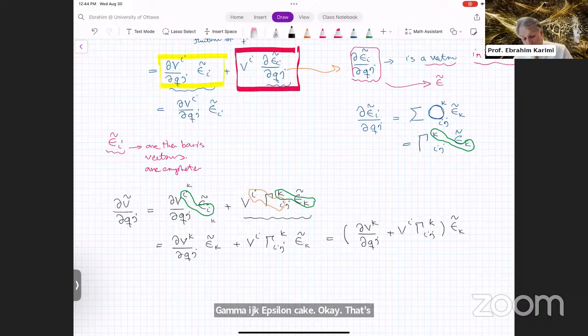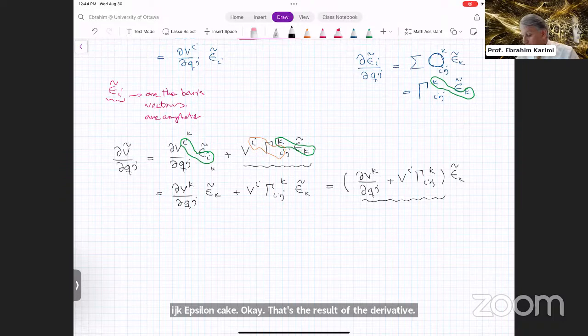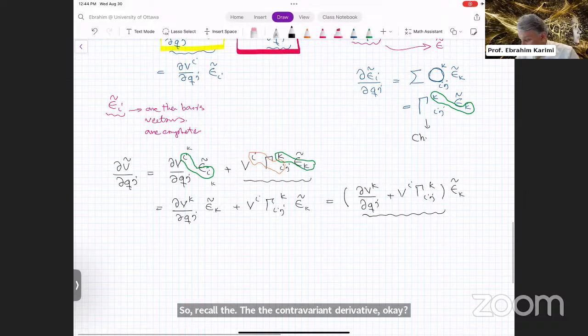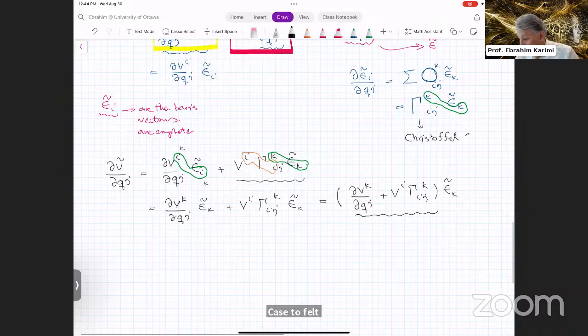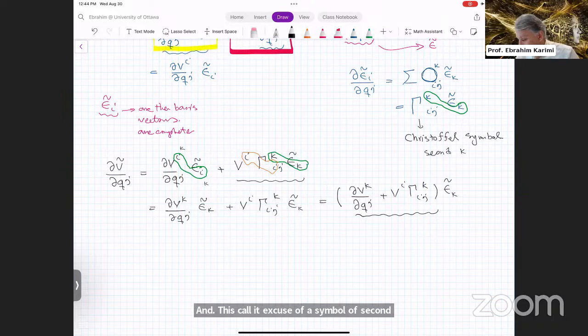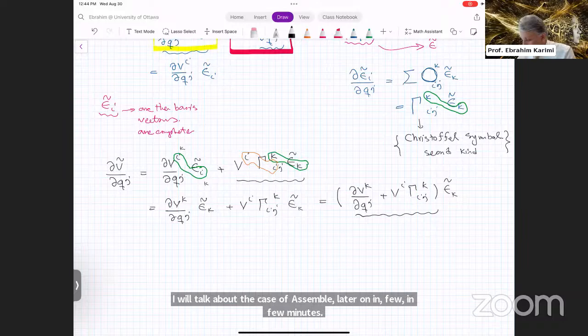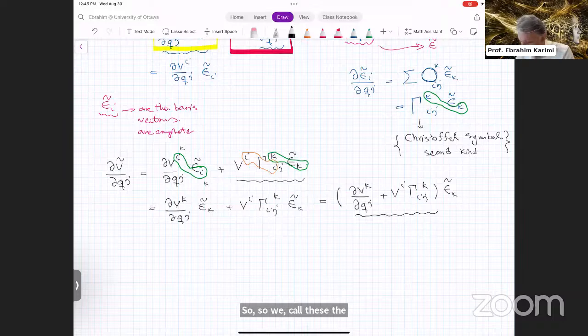Okay, that's the result of the derivative. So we call this term the contravariant derivative. And remember, we call these the Christoffel symbol, let's call it the Christoffel symbol of the second kind. You will see later on what I mean by the first kind, and I will talk about the Christoffel symbol in a few minutes. So we call these the quotient derivative, and the entirety of this is known to us, or we call it with V^k, because it depends on k.